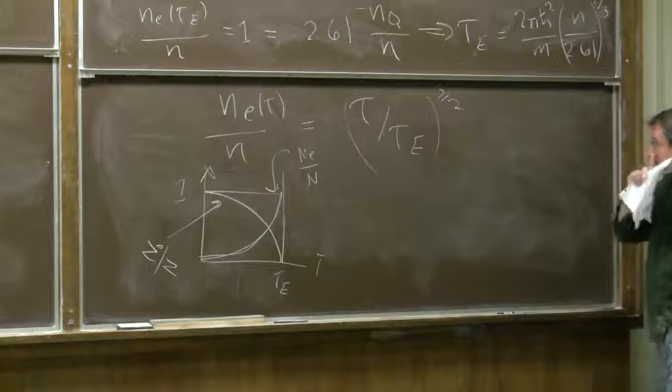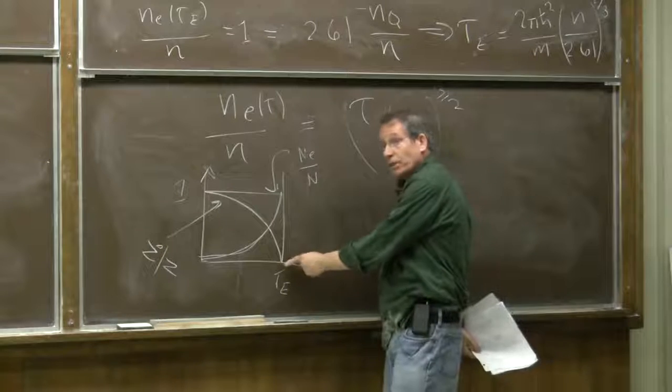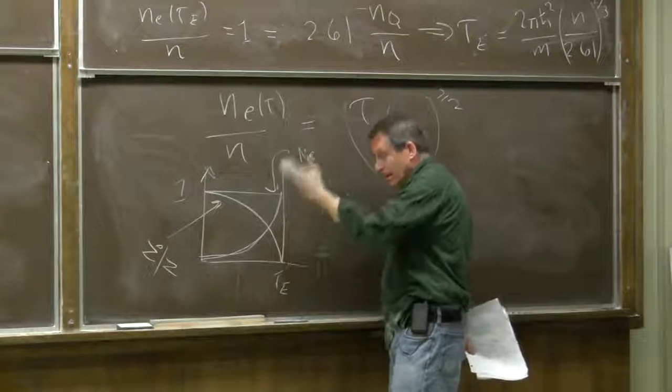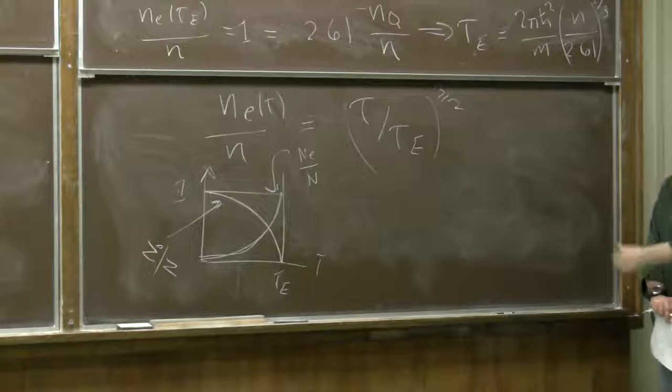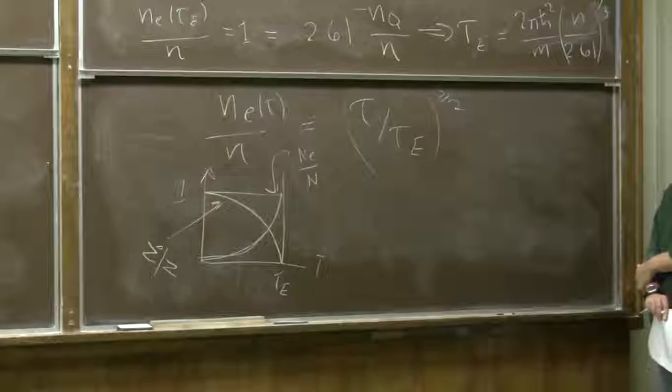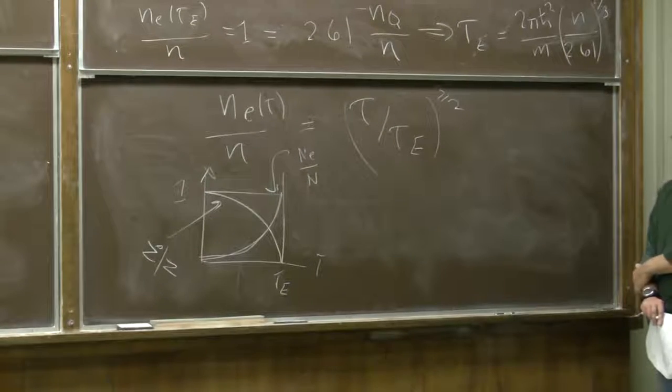It's a 1 at 0 temperature. As we crank up the temperature, it declines, and it hits 0 when we reach the Einstein temperature. At higher temperatures, the fraction in the ground orbital is no longer a constant fraction of the total number of particles. Okay.